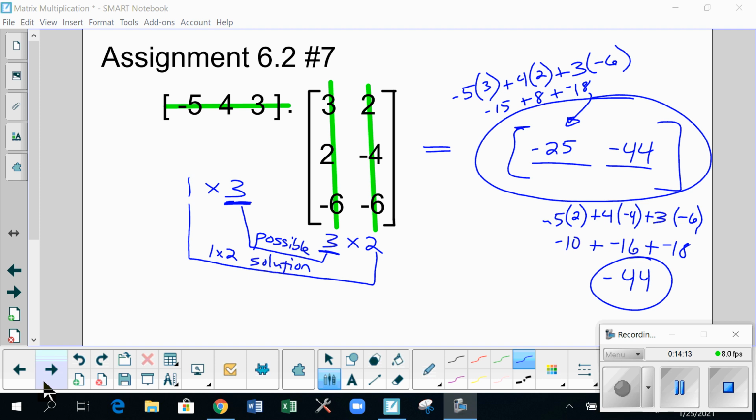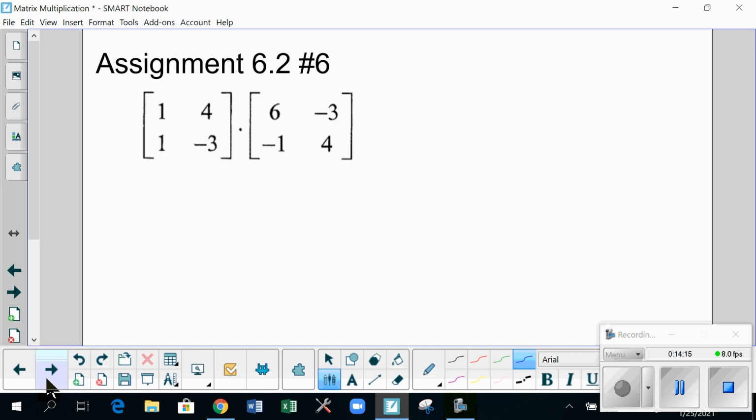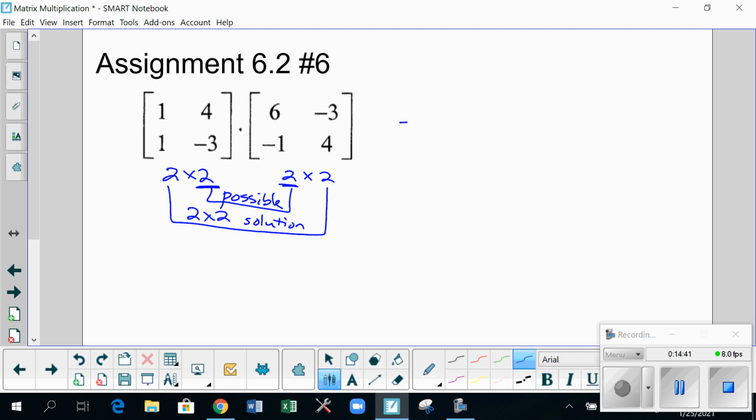All right, let's do one last problem off of your homework before I sign off here. Now a lot of students make the mistake on this one. First off, let's make sure that this is possible. We have a 2 by 2 matrix multiplied by a 2 by 2 matrix. This is number 6. These inner dimensions do match, so it is possible. And these outer dimensions tell us the solution is going to be a 2 by 2 solution. So my answer is going to look like this.